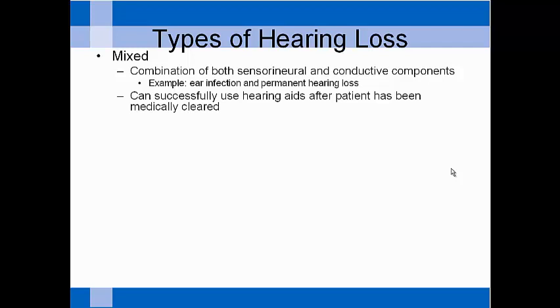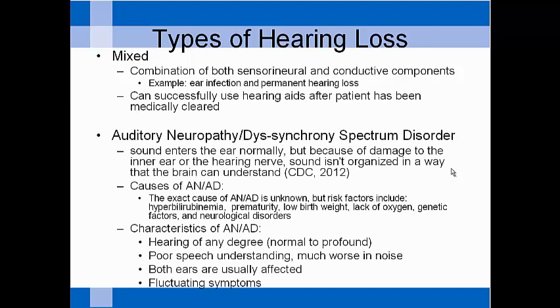With a mixed hearing loss, once that child or that person is medically cleared, ruling out if surgery can be done or if medications can be used to clear up an infection, for example, then that person can successfully use hearing aids. So if a child was diagnosed with hearing loss and then they developed an ear infection as they got older, after using medications or whatever we needed to do to clear that up, then they can successfully use those hearing aids.